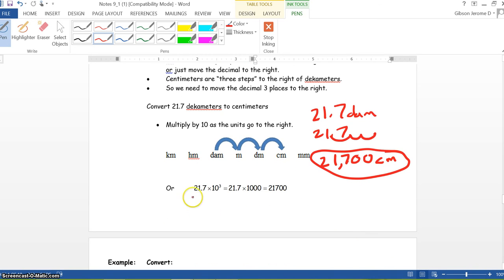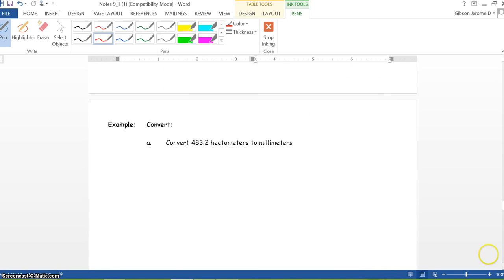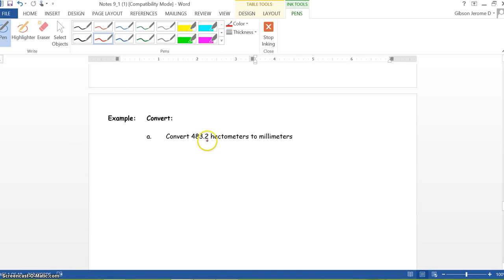Now down here it shows the multiplication. Since you move 3 places to the right, you will multiply this initial value by 10 to the third power, and it will give you the same amount. Put centimeters here. Now we want to go down here. It says convert 483.2 hectometers to millimeters. So we have 483.2 hectometers, and we want to go to millimeters.